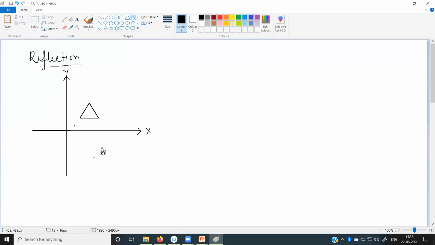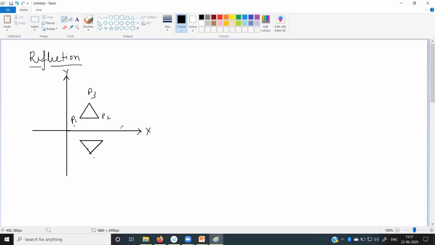If you want to perform the reflection operation, in that case, what will happen? The same triangle will be drawn over here, but it will be reflected. It will be something like that. So this will be our reflected triangle, and this is our original triangle. This point is P1, this is P2, and this is P3.